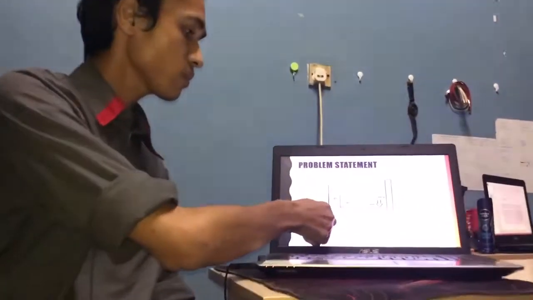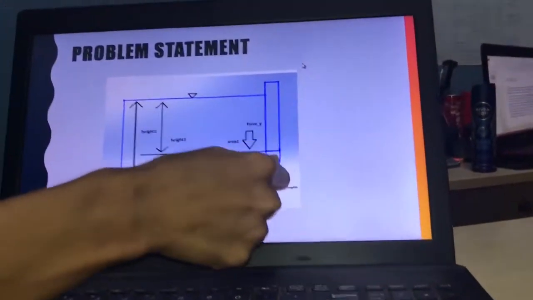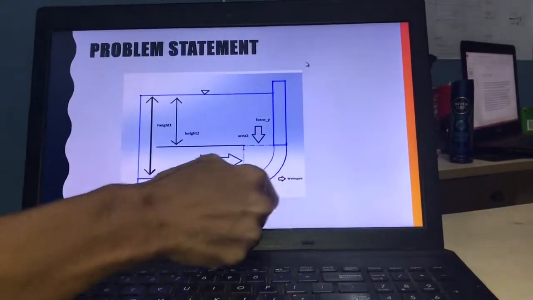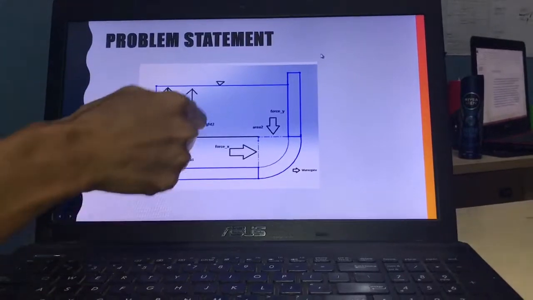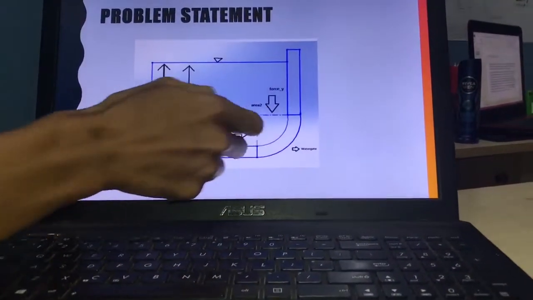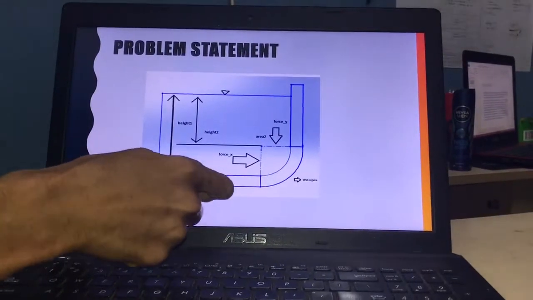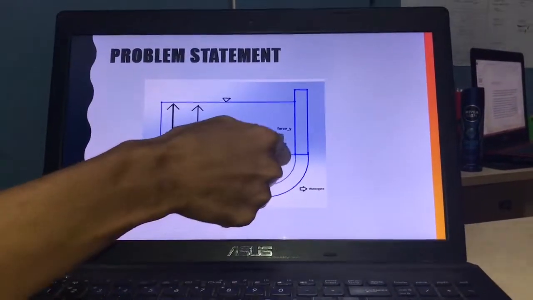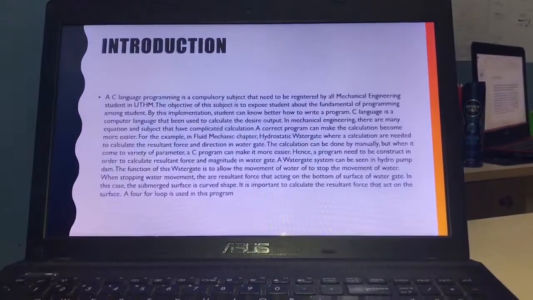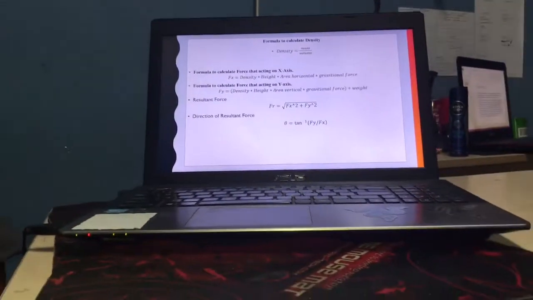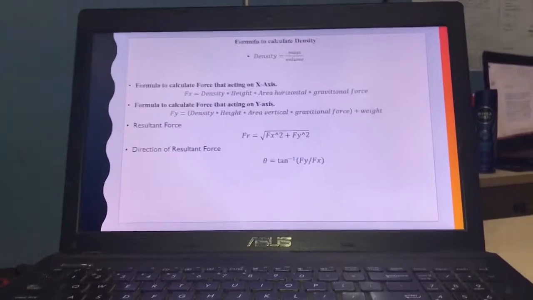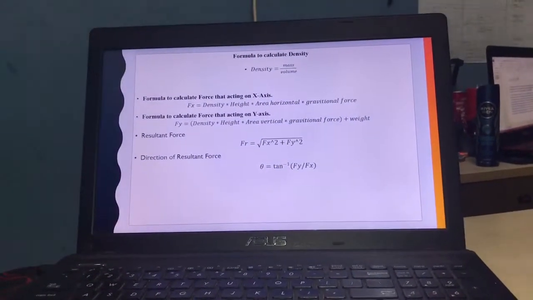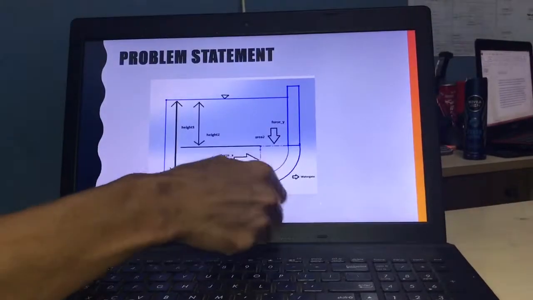I will explain about my project. This is our WaterGate system, and this section is actually the WaterGate. We have height 1 and height 2, and also area 1 and area 2. There are two forces acting at the WaterGate, which are force X and force Y. I will explain the formula to calculate the force, resultant force and direction acting at this section.